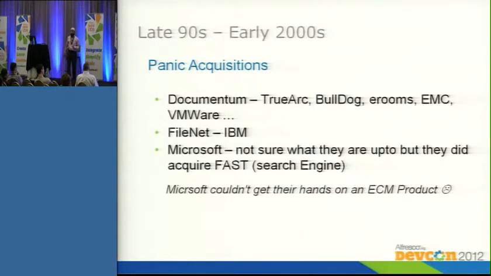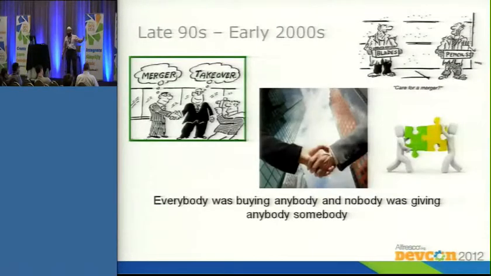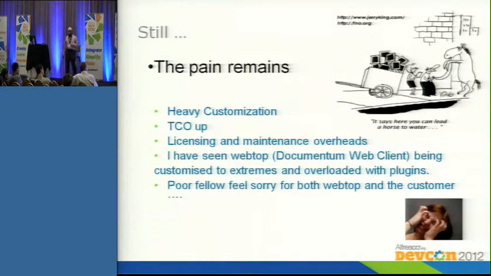And then all of a sudden, there were panic acquisitions. Documentum started buying eRooms, Bulldog, TrueArc, just to put all the functionalities in a closed loop product. But they still couldn't get it right. Microsoft never gets it right, and they will never, ever get it right. It was just like, oh, do you have a carrot? I have a stick. Let's merge and give them both carrot and a stick. And we all started selling ECM products claiming to be doing everything in ECM.